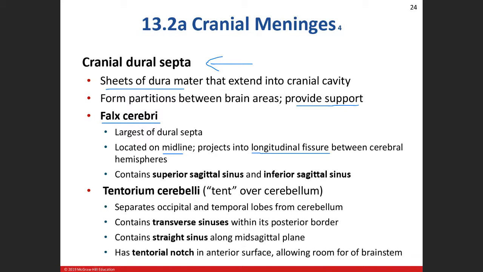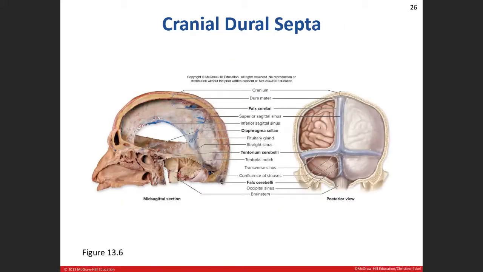So the falx cerebri gives us two dural venous sinuses. One is called the superior sagittal sinus. We're going to learn this in lab today when we label. And the other one's called the inferior sagittal sinus. I'll show you a quick picture of them. Come right back.